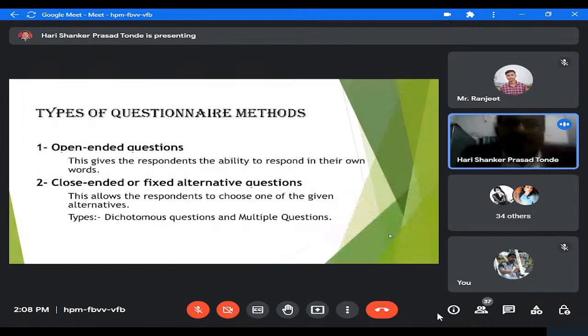Types of questionnaire methods. Open-ended questions: this gives the respondent the ability to respond in their own words. The second one is close-ended or fixed alternative questions: this allows the respondents to choose one of the given alternatives. Types: dichotomous questions and multiple-choice questions.